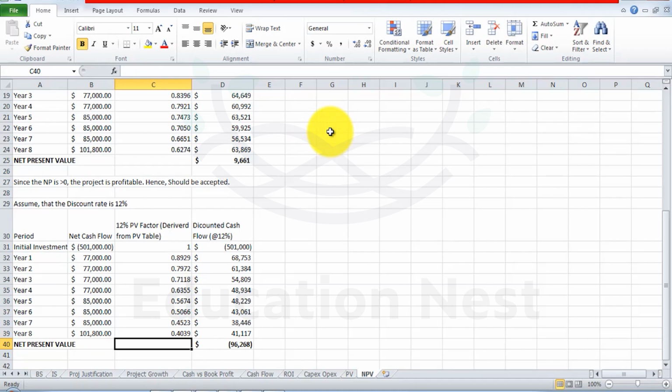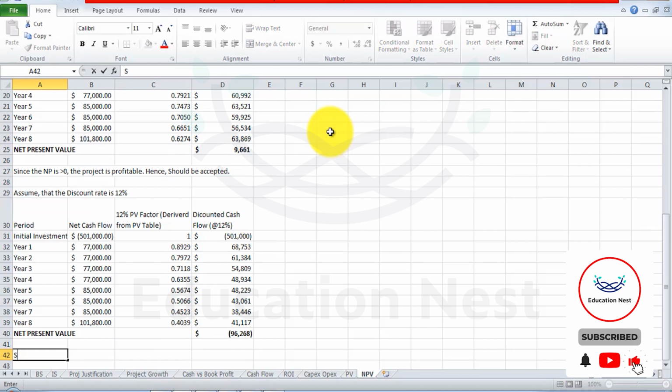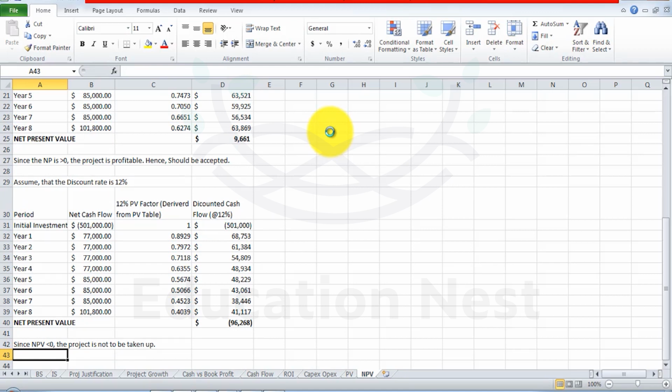Now, if the company accepts this project, it will end up with a negative net present value of $96,268. That means against an investment of $501,000, the company is going to have a loss of $96,268. So the conclusion is that since NPV is less than 0, the project is not supposed to be taken up. Okay, I did not plan for this discount of 12%. I just thought we'd see how the results come up when you use different discount rates.